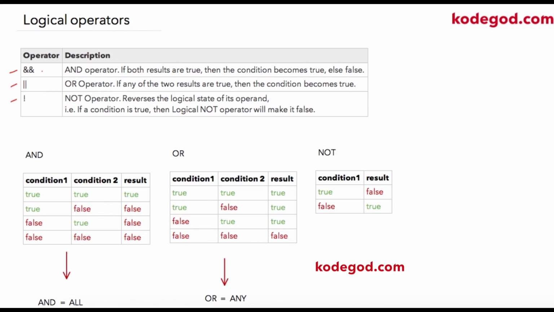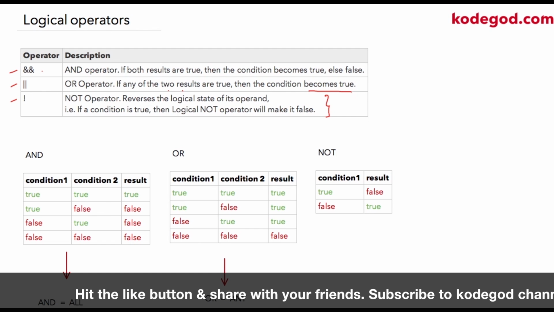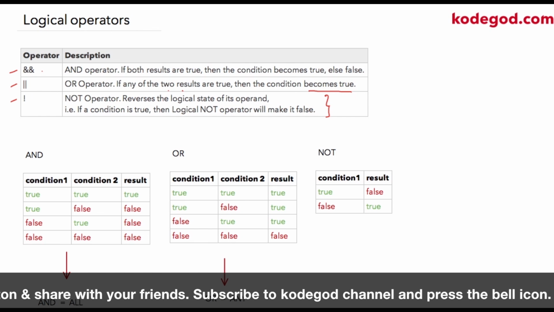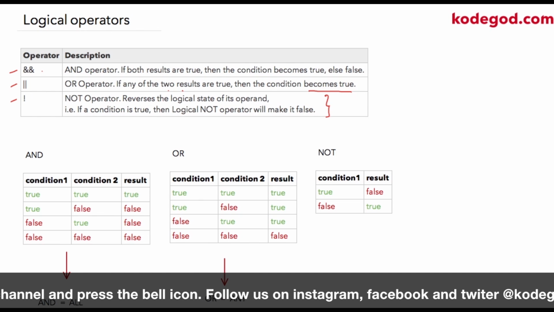So what is the AND operator? In the AND operator, if both expressions or both conditions are true, then the complete expression, which includes 2 conditions, will be true. Else it will be considered false. In case of the OR operator, if any of the 2 conditions is true, then the whole condition inside your if or else if will become true. And in case of NOT, it will just negate the result. If your original condition is true and you have applied a NOT operator, it will become false. If your condition result is false and you have applied NOT, it will become true.